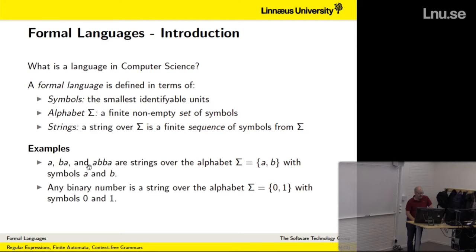A, B, B, A, B, B, B, A. They are strings over the alphabet {A, B} containing the symbols A and B. So symbols are the building blocks, the alphabet is the set of all available symbols, and strings are just sequences of symbols from the alphabet. A binary number is a string over the alphabet {0, 1} with symbols 0 and 1. So these are 3 concepts that we are using when we are talking about formal languages: alphabet, symbols, and strings.